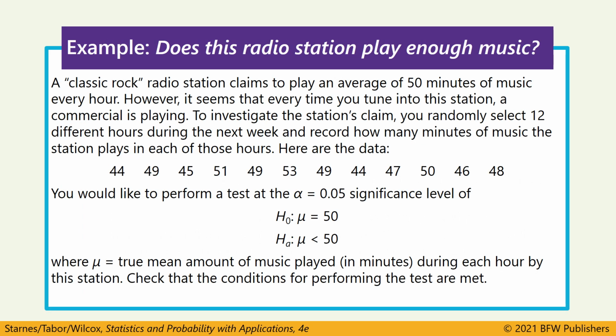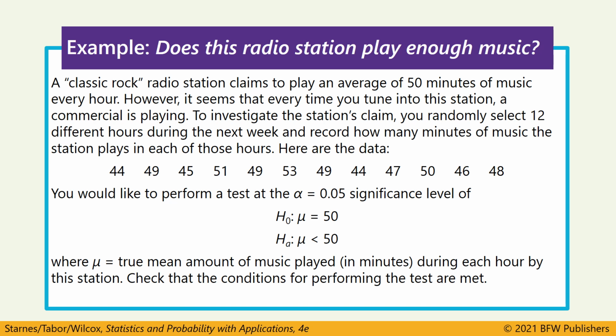A classic rock radio station claims to play an average of 50 minutes of music every hour. However, every time you tune to the station, it seems that a commercial is playing. So you want to investigate this claim, and you randomly select 12 different hours over the course of a week and record how many minutes of music the station plays during those hours. So our data is shown in that data set there. We have hypotheses of mu equals 50 and mu is less than 50.